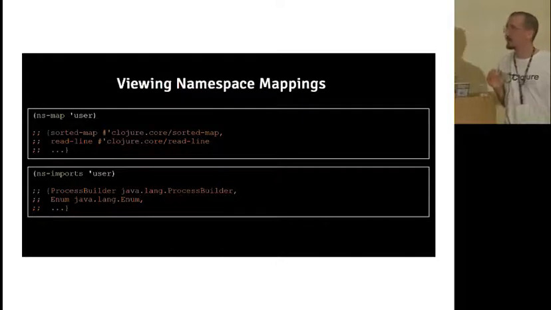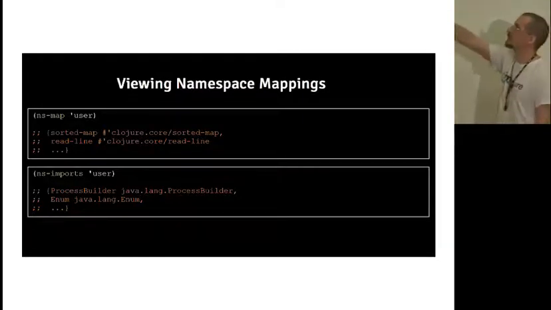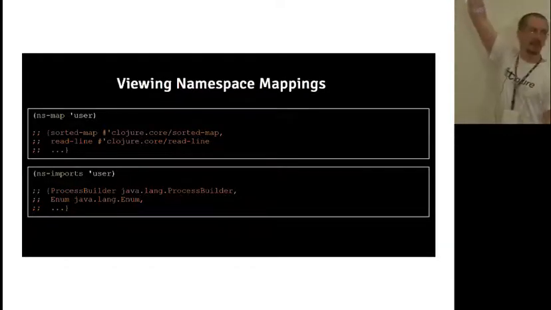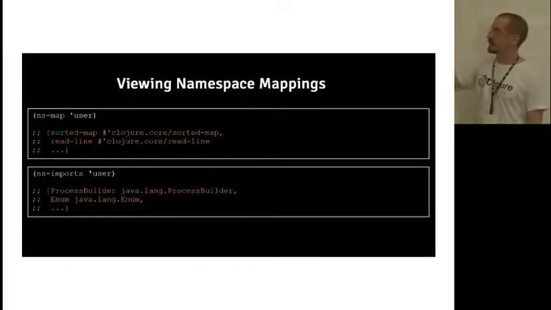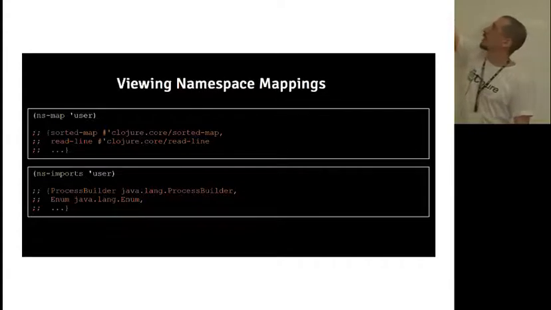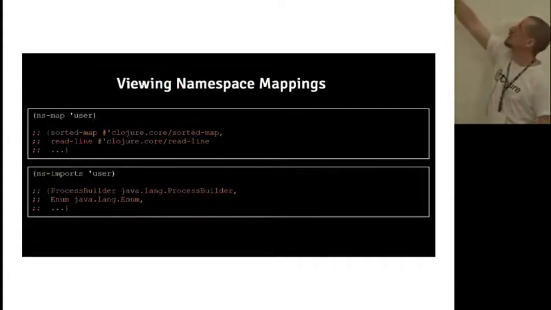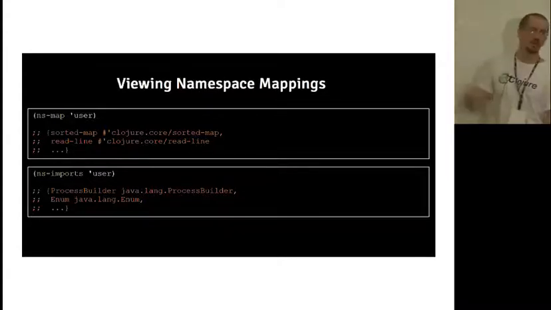Like I said, you can run these. Here's what that would look like. You could say ns-map, give it the name of a namespace, which you can name by a symbol. Here we would say, what does the user namespace look like? Well, it's a bunch of symbols. There's a bunch of symbols in this namespace's map. Here's the symbol sorted-map. What does it map to? The var clojure.core/sorted-map.